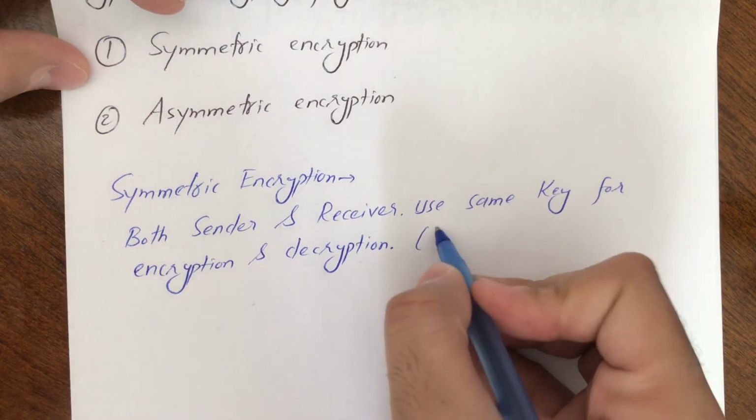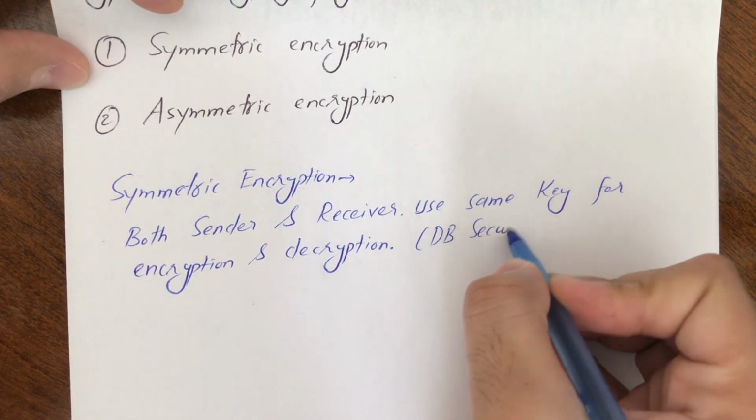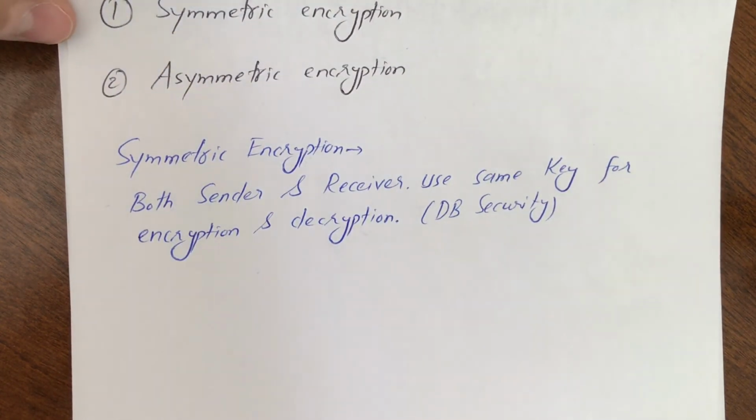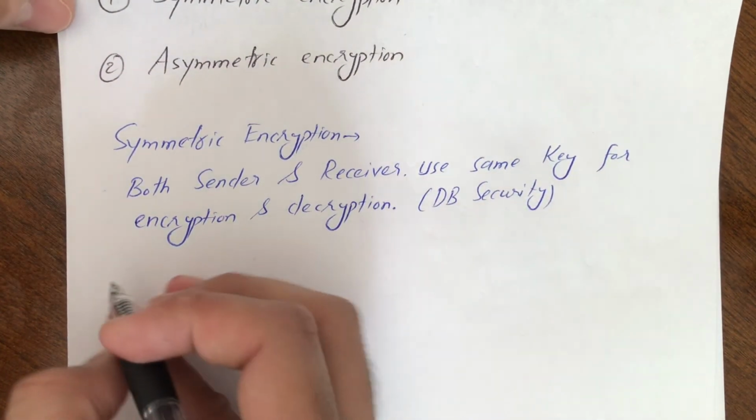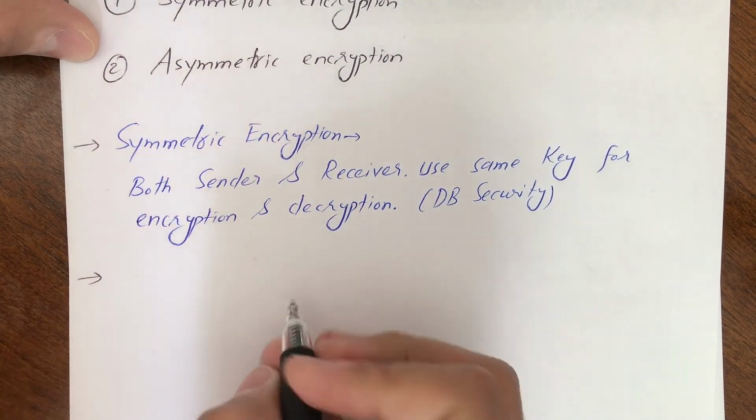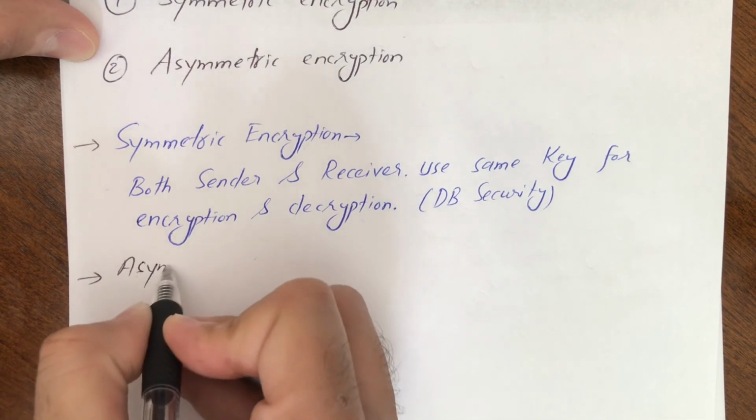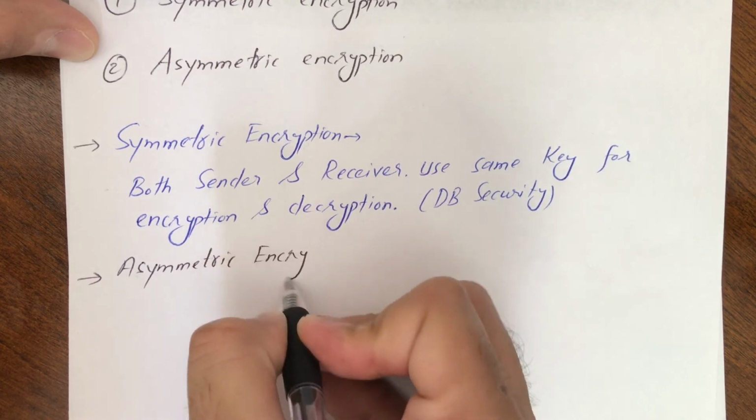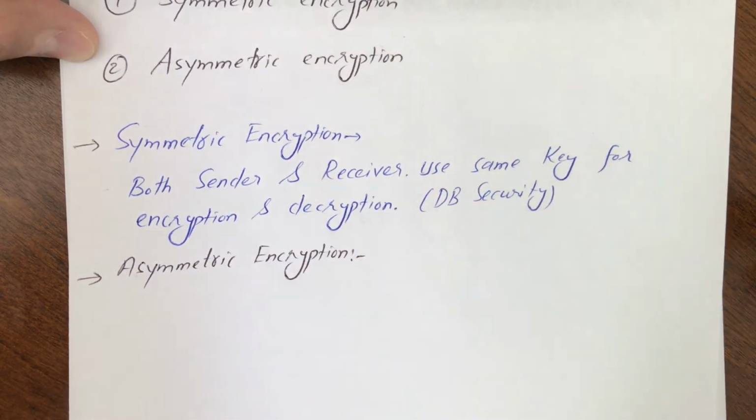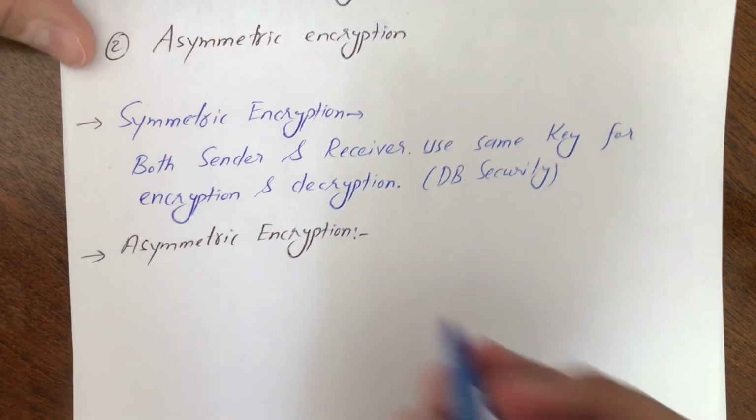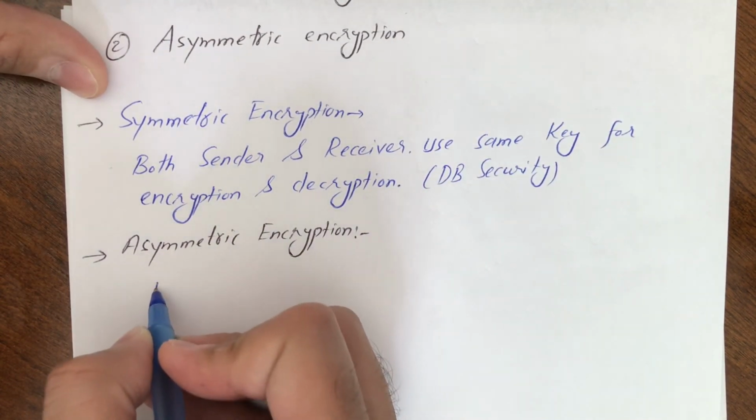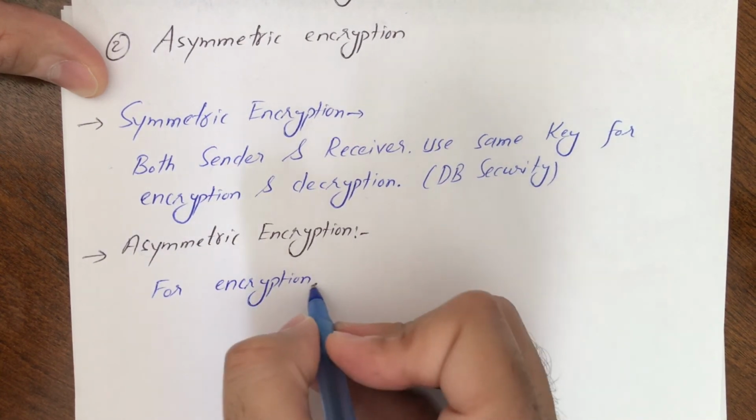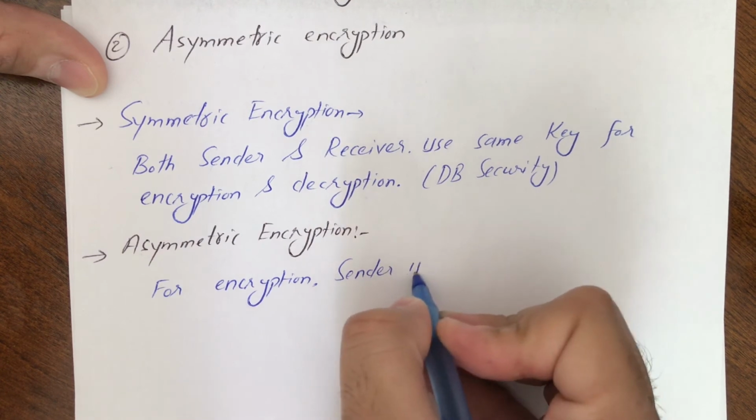We use symmetric encryption for database security and to protect applications within a computer, and for low cost applications. But for web applications, whenever we need to do handshaking over the internet, we use asymmetric encryption. HTTPS is basically an example of asymmetric encryption. In asymmetric encryption, what happens for encryption? For encryption, the sender uses a different key.